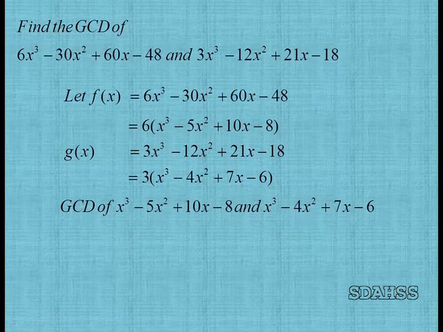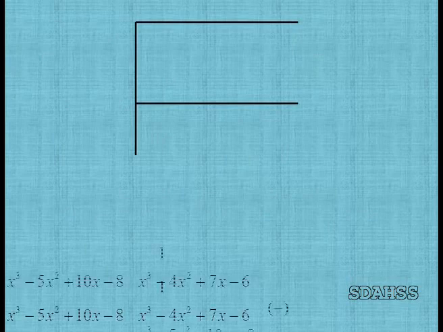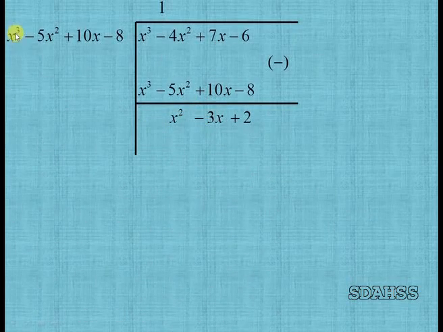Find out the largest expression and the smallest expression. The smallest expression should be taken as the divisor and the largest expression should be taken as the dividend. Here this is the smallest one, so this should be written as the divisor, and this is the largest one, this should be taken as the dividend.